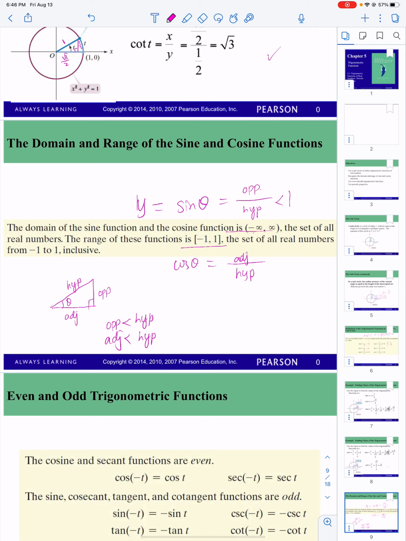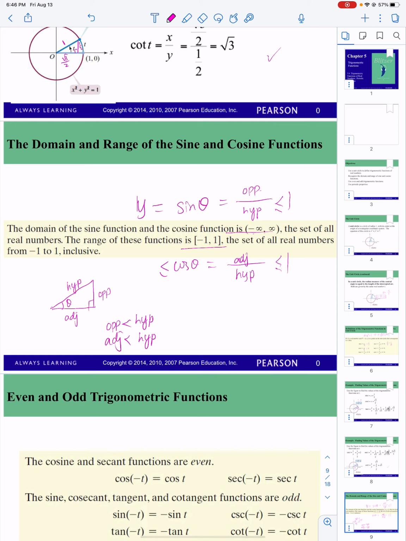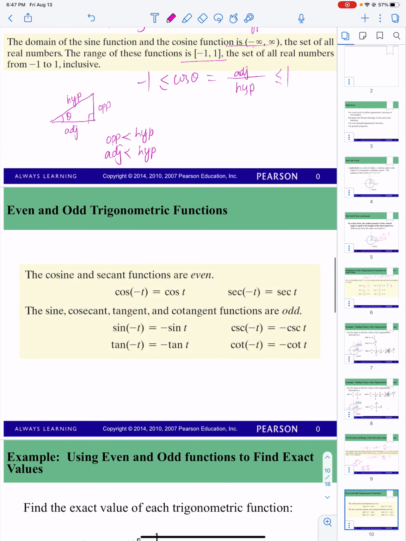So the opposite over hypotenuse is less than or equal to 1. This one is less than or equal to 1 too. Okay, and because you have a negative sign, this is bigger than or equal to negative 1. So this is where it comes from. Okay, so when will this one be equal to 1? Don't forget, when theta equals 0 and your top is the same thing here. Okay, that's a special case.